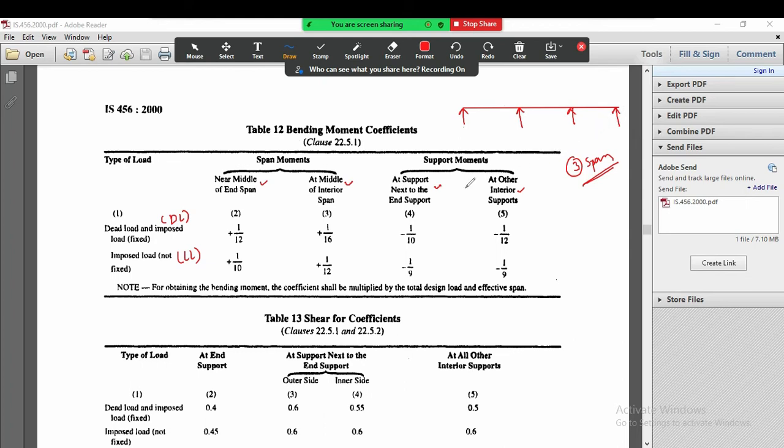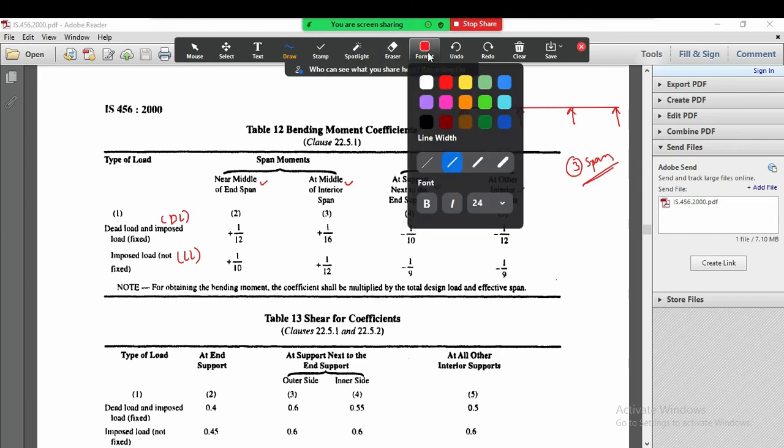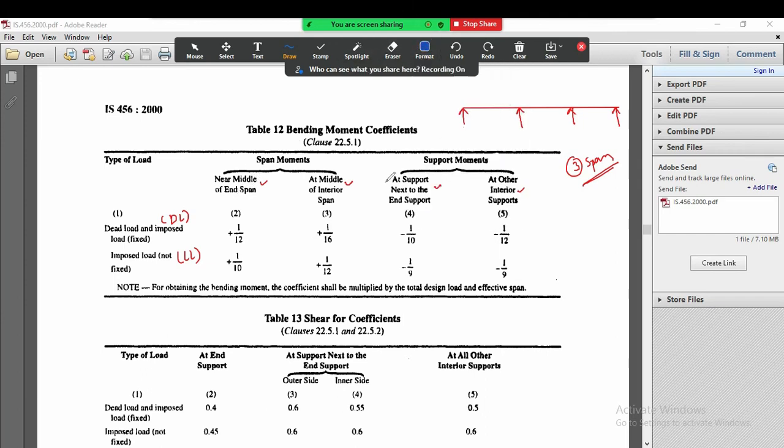Now, the bending moment is at the middle of the end span. Here the factor 1 by 12 is for dead load and factor 1 by 10 is for live load. Middle of the end span means this is the middle of the end span. The factors are 1 by 12 and 1 by 10 for dead load and live load. The same thing will be here: 1 by 12 and 1 by 10, at the middle.